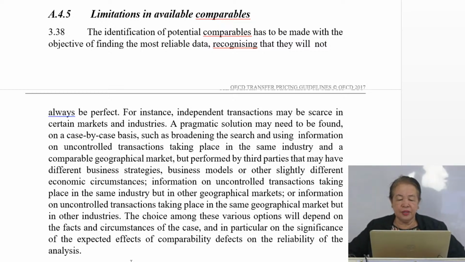The choice among these various options will depend on the facts and circumstances of the case. So sa transfer pricing, palagi nyo talaga maririnig itong facts and circumstances of the case. Will depend on the facts and circumstances of the case. Palagi yan, palagi talaga. Why? Kasi magkakaiba yung facts. Pag nagkaiba na yung facts, hindi mo na pwedeng i-apply yung mga jurisprudence, gaya nung mga nireview ko na transfer pricing cases.